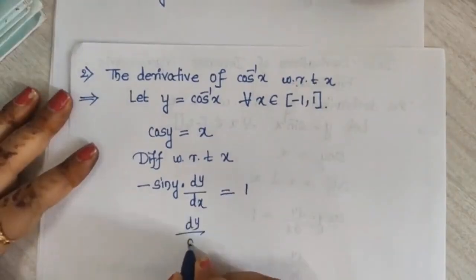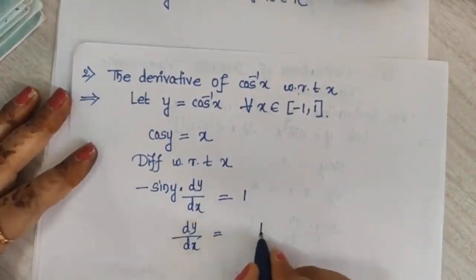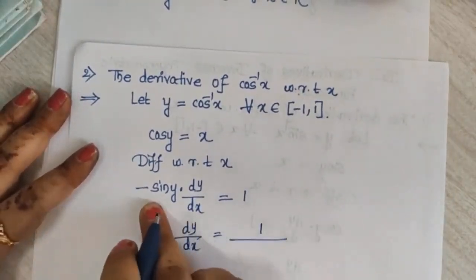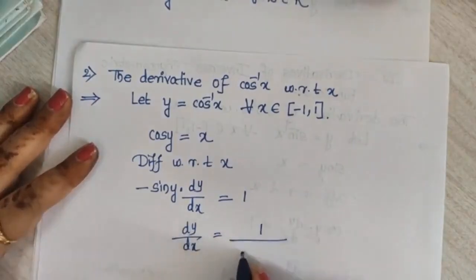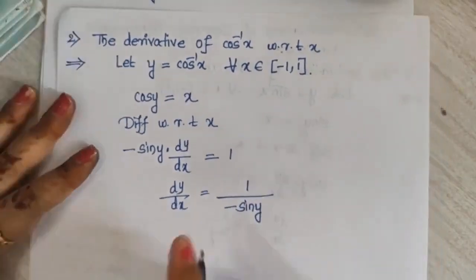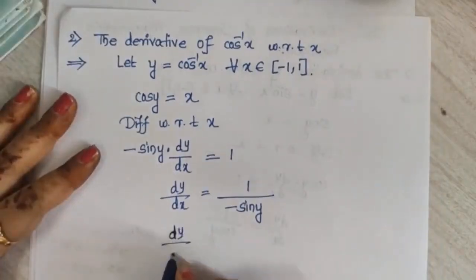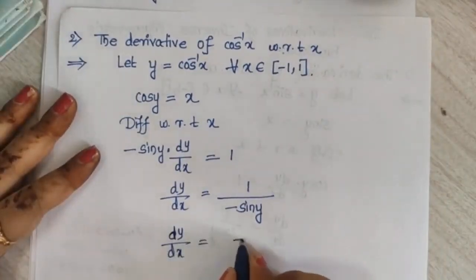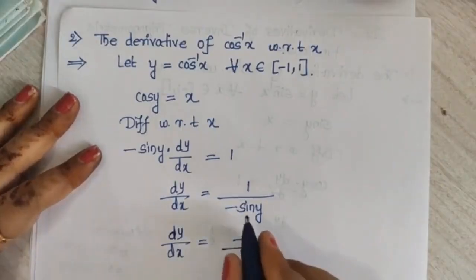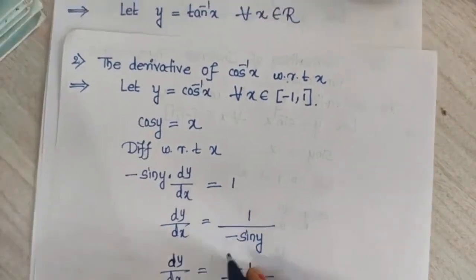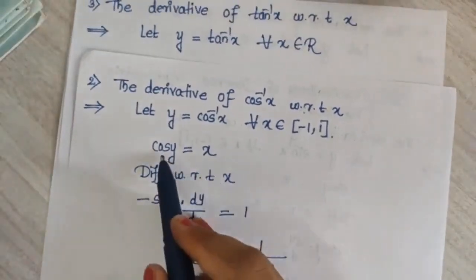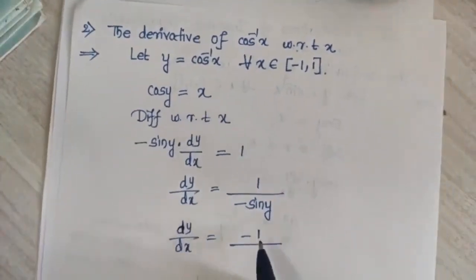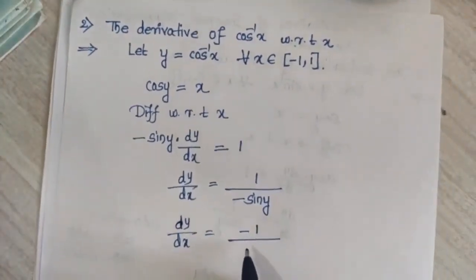dy by dx is equal to 1 divided by, bring this term to the right hand side, it comes to the denominator, you will get minus sin y. So I'll write this as dy by dx is equal to minus, I'll take the numerator, minus 1 divided by sin y, and here we know the cos y value.